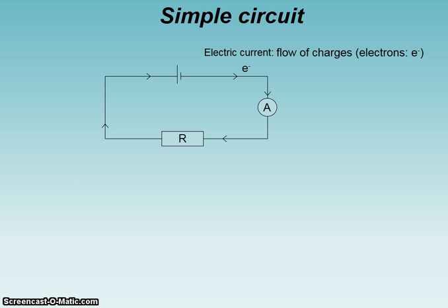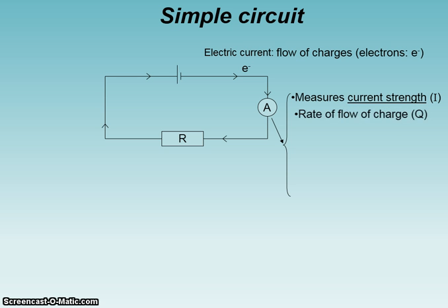If we then insert an ammeter in the circuit, let's look at what the ammeter does. An ammeter always measures current strength. Current strength has the symbol I, and how do we define current strength? Well, current strength is the rate of flow of charge. Charge has the symbol Q.